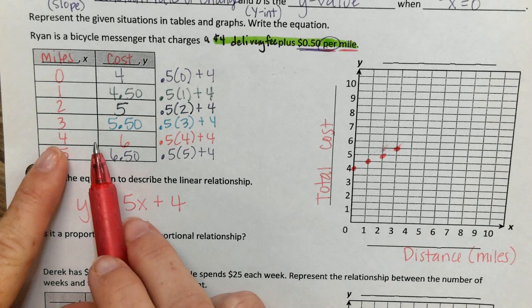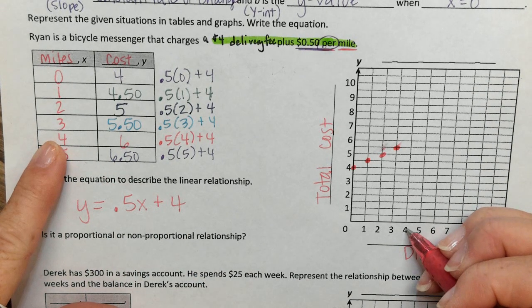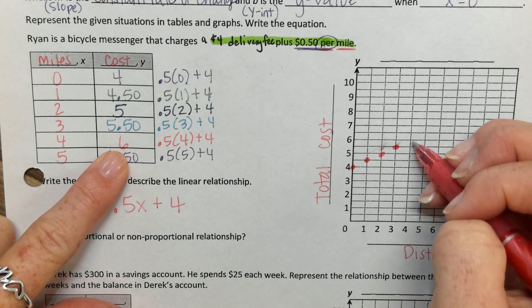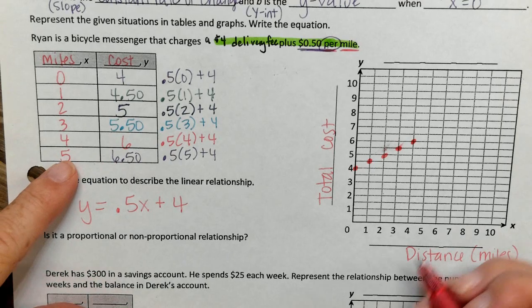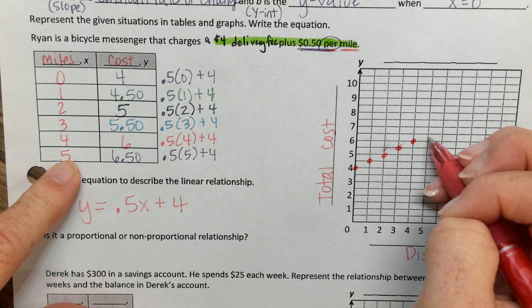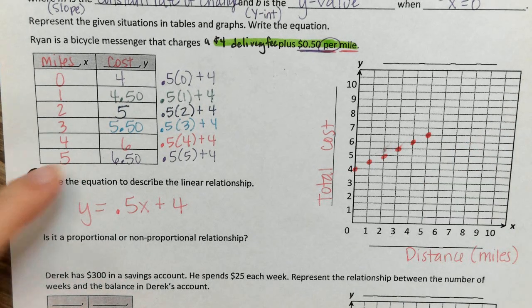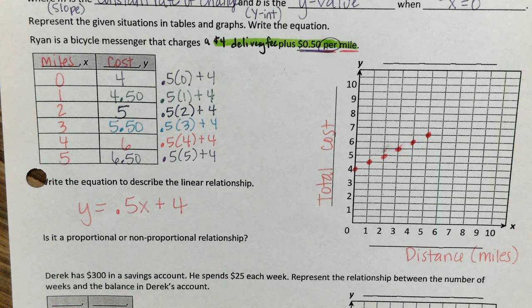Okay, when x is 4, so I go to 4. I go up to when y is 6, which is here. When x is 5, I go up to 6.50. Now, question. Did it make a straight line? Because it's a linear relationship. It's a linear equation. Is it proportional? Why not? Because it doesn't pass through 0. Did not pass through 0.